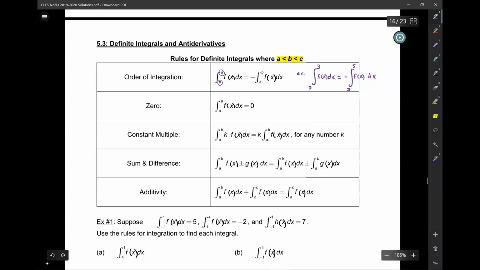Constant multiple. If you have a constant times f of x and you're looking for the integral, okay, you can take the constant out. So for example, if an integral is the area of a rectangle, okay, so I have my rectangle. If I wanted to find the area of 5 times the rectangle, I could just find the area of the one rectangle and multiply it by 5, right? So we can take the k out.